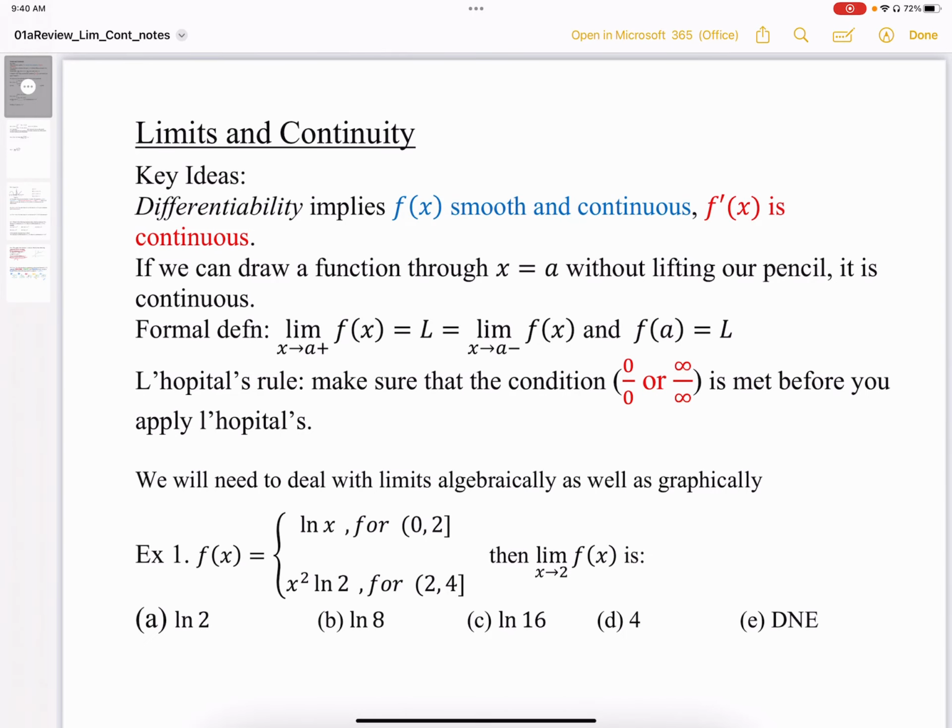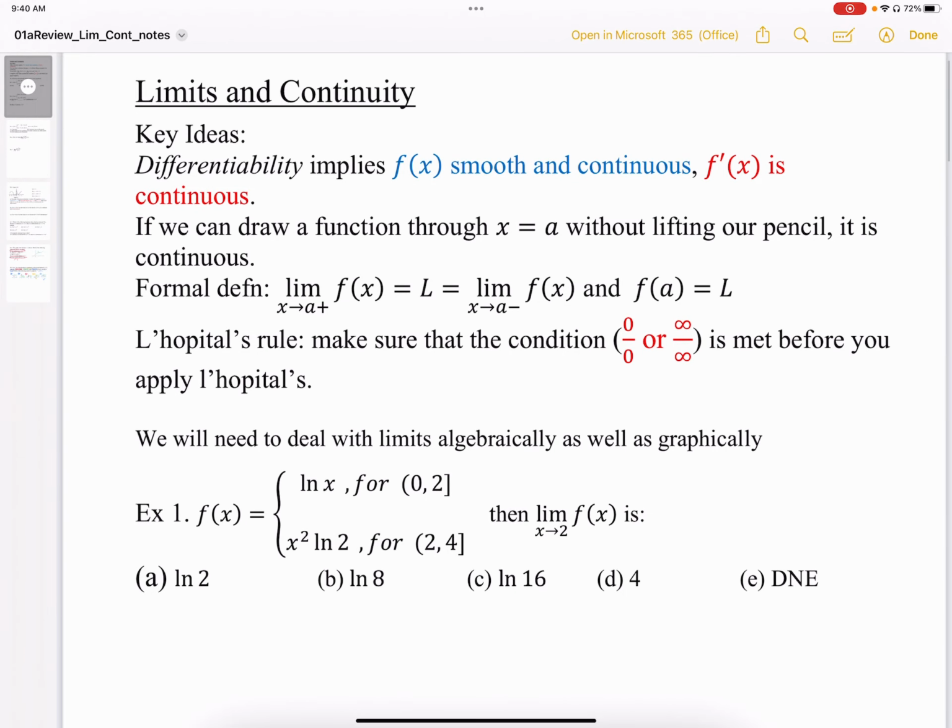Limits and continuity. There are a few key ideas that we need to make sure we know. One of them is the issue of differentiability. Differentiability implies that f of x, if it's differentiable, is smooth and continuous. It also implies that f prime, the derivative, must be continuous. If it's smooth and continuous, the derivative is defined for all values, and that means the f prime graph must be continuous.